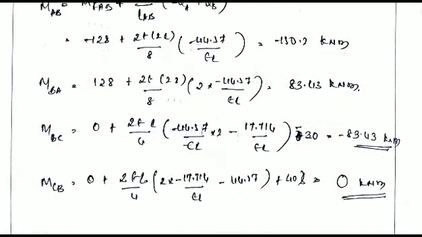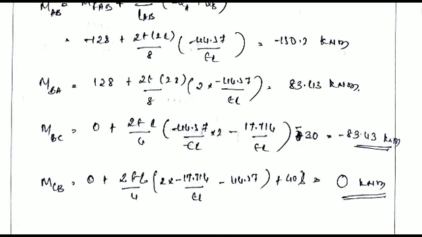Similarly, considering member BC, at joint B for member BC that is MFBC plus 2EI by LBC, 2 theta B plus theta C. The fixed moment at B for member BC is 0. 2EI divided by 4, that's the span BC. Theta B is minus 44.57, so 2 times minus 44.57 into 2, plus theta C, which is minus 17.714. Substituting all values and the external moment given as minus 30, which is clockwise on the right hand side, we get MBC equals minus 83.43 kilonewton meters.